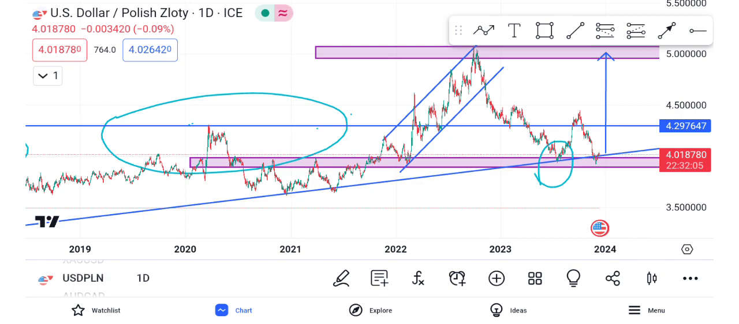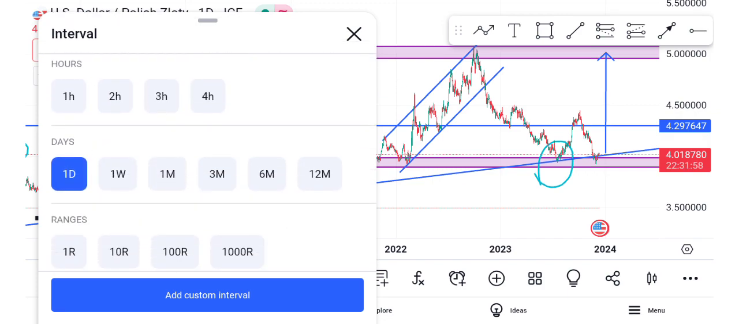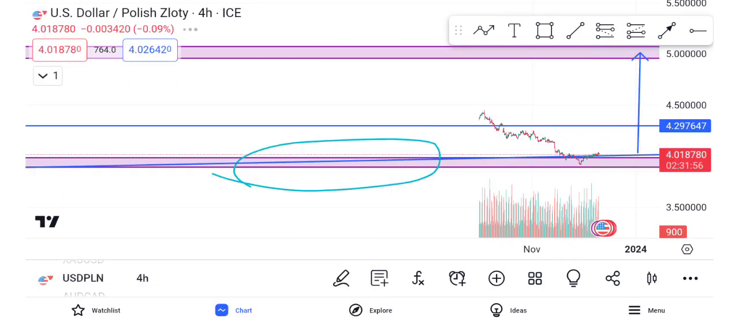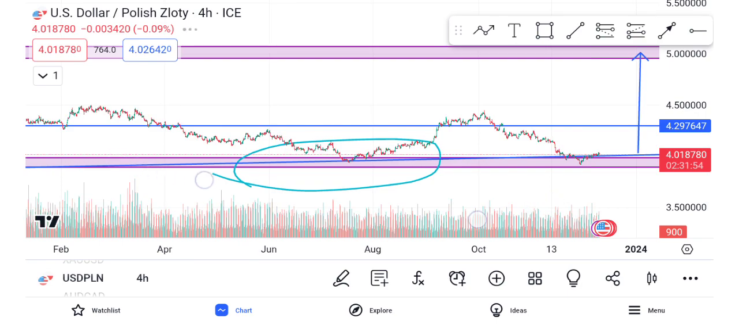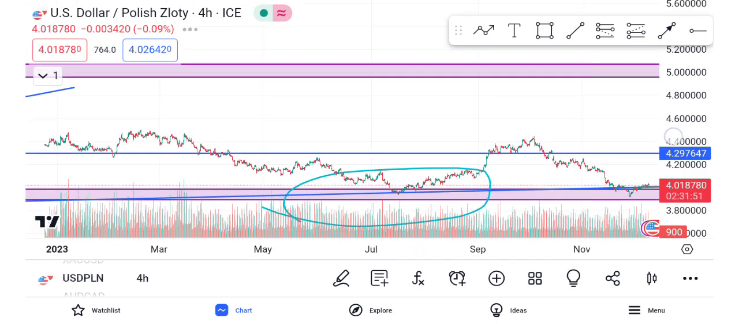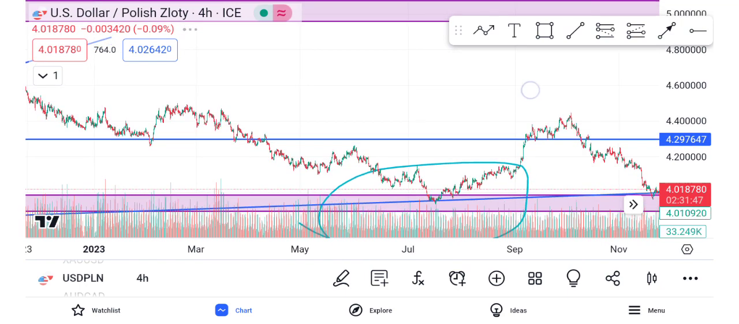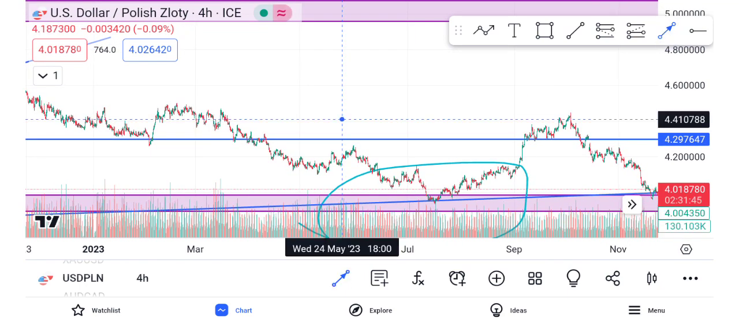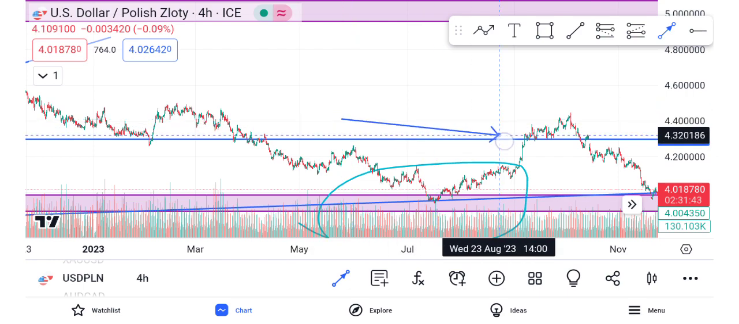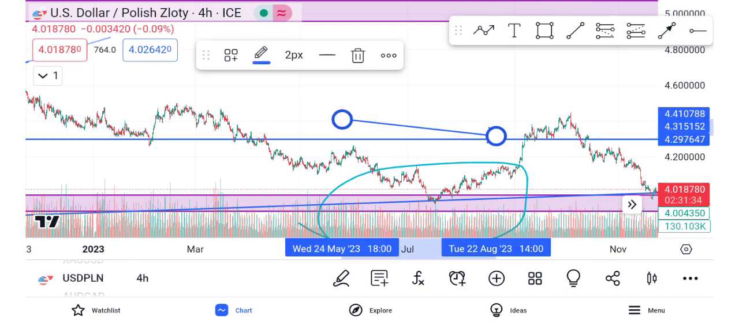So we switch to the 4 hours time frame now. These are the 4 hours time frame. We all know that this is the horizontal line we drew from our weekly time frame, the strong point on our weekly time frame. So we shouldn't forget that.